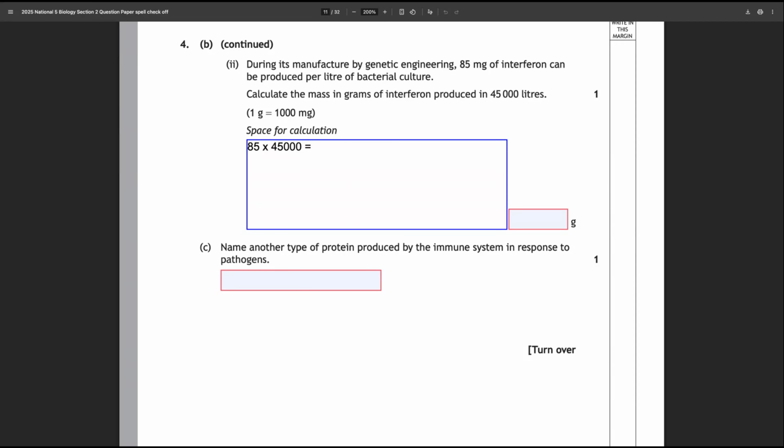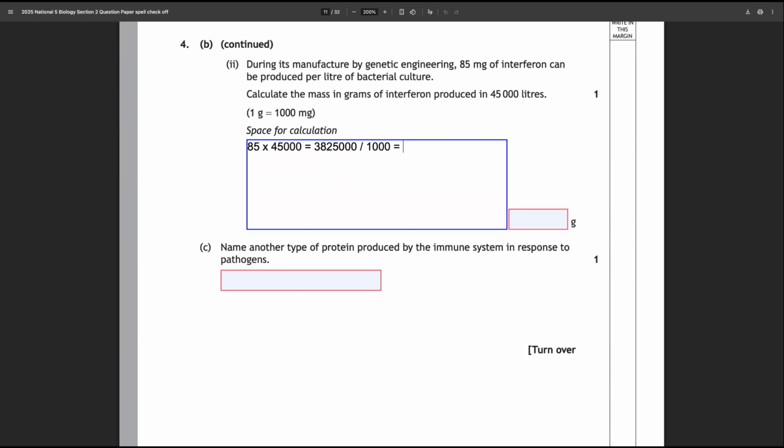I'm going to have to use my calculator for that because my mental maths is not good enough to quickly do that. Okay, and that will give us quite a big number, 3.825 million. Okay, so a big number, but it also tells us that we want the answer in grams and that 1,000 milligrams is 1 gram here. So what we have to do is then we have to divide this number by 1,000.